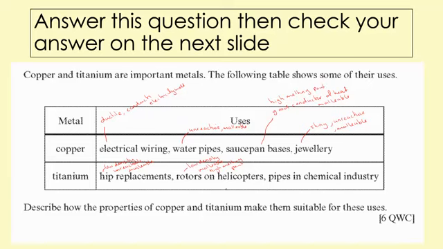Pipes in chemical industry, so just like the water pipes, we want them to be malleable and we want them to be unreactive. Okay, so the official mark scheme's on the next slide.